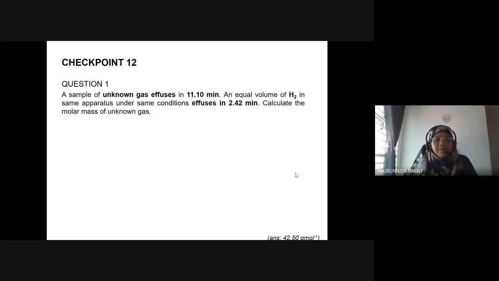Okay, cuba jawab soalan checkpoint 12 ni. Ni lebih straightforward lah. Dia just ask to calculate the molar mass, tanpa minta awak nak buat ratio ataupun nak cari apa molecular formula ke apa. Okay, cuba jawab jap.